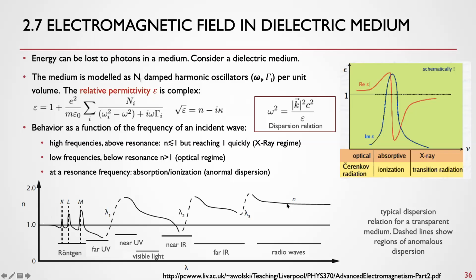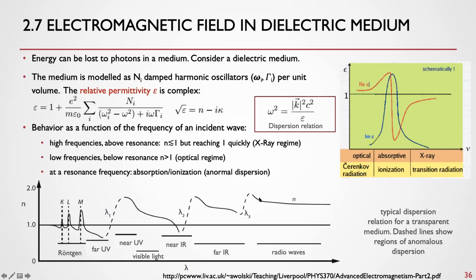At very low frequencies, all these resonances are driven a little bit. N is larger than 1, which means that the speed of light in the medium is smaller than the speed of light in the vacuum.